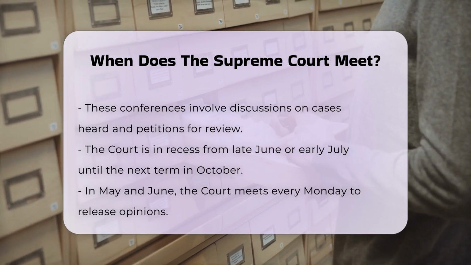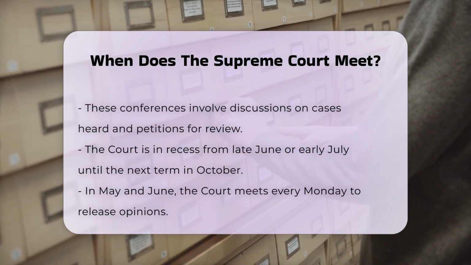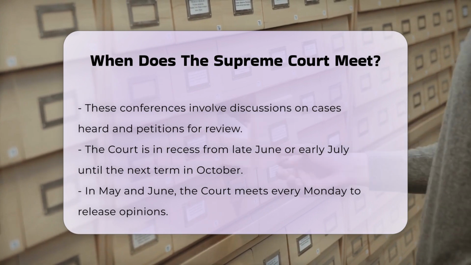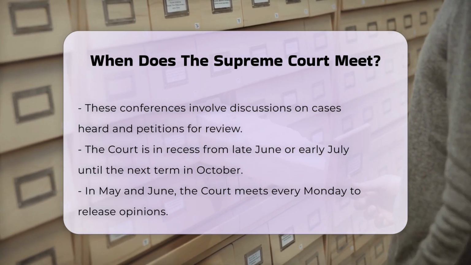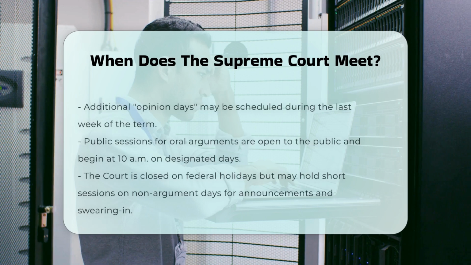Recess and opinion days. The court is in recess from late June or early July until the first Monday in October. During the months of May and June, the court meets every Monday to release opinions. Additional days may be designated as opinion days during the last week of the term.